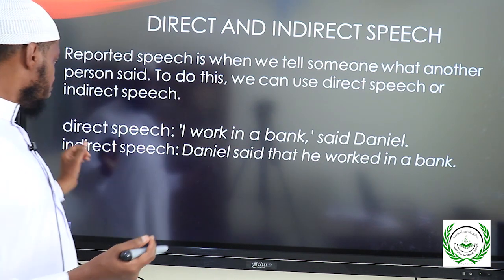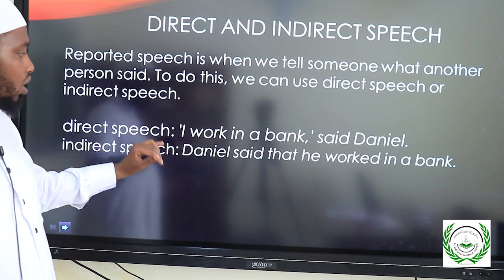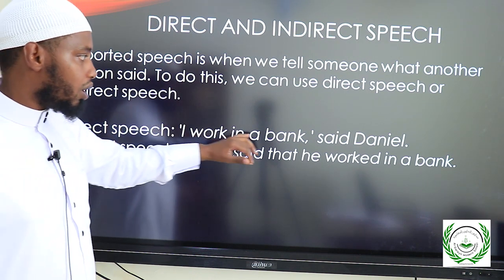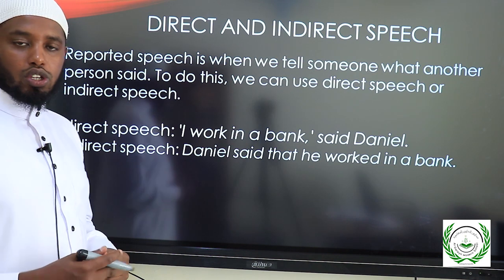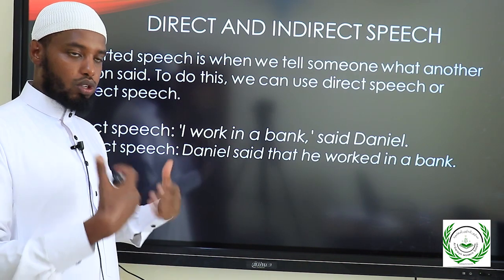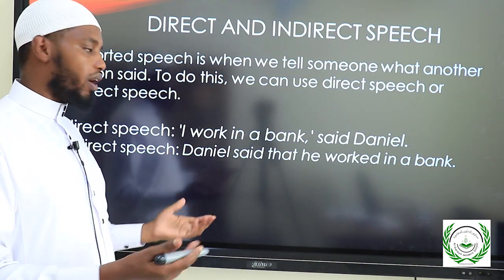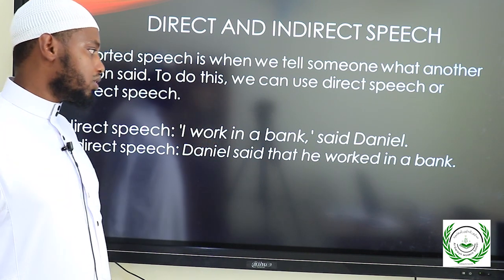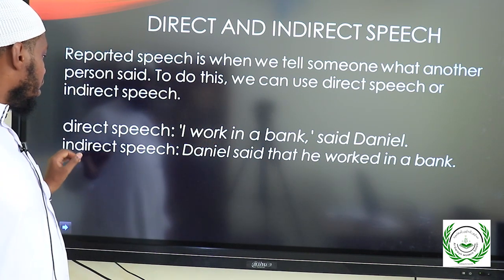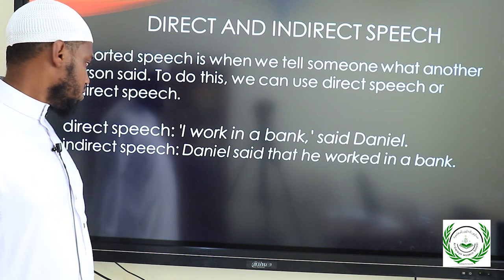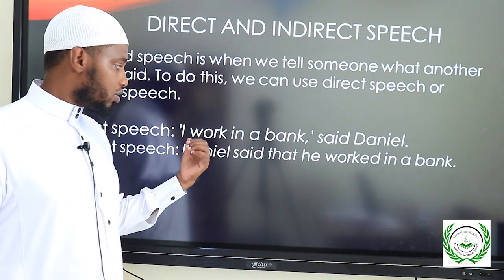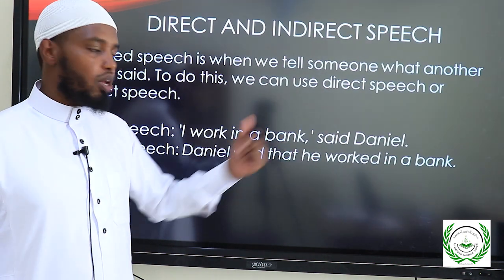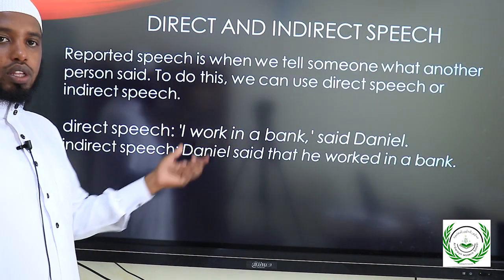If we look at the examples, we have the direct speech here. It says, "I work in a bank," said Daniel. So this is direct speech. Daniel is speaking. Daniel said, "I work in a bank." We put that in quote marks, quotations. Indirect speech: Daniel said that he worked in a bank.